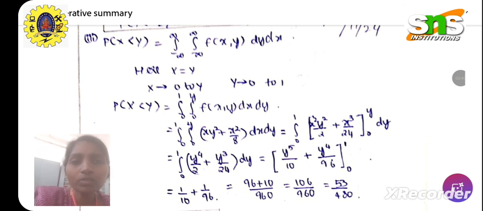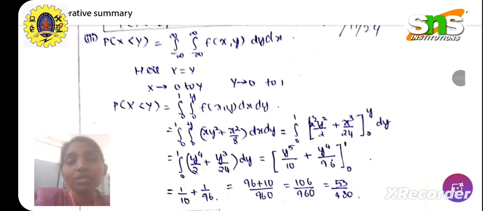Now here we will find the ranges for x and y. Since we have x less than y, we will take it to be x equal to y. If x starts from 0, y is also 0, and if x goes up to y, the upper range is y. So x's range will be 0 to y and y's range will be 0 to 1. This is how we fix the range for the given problem.